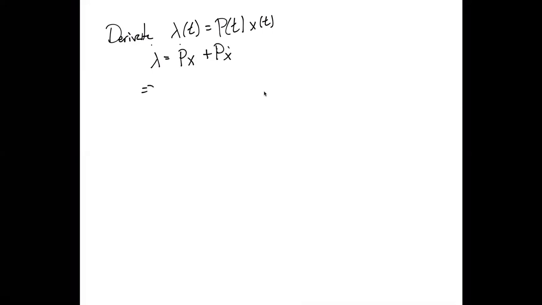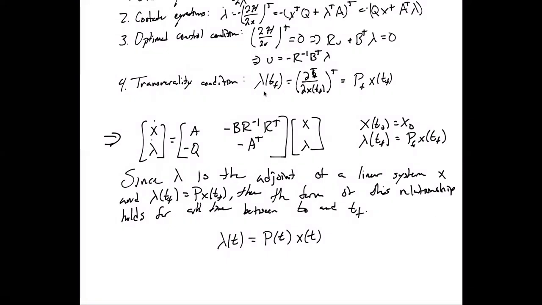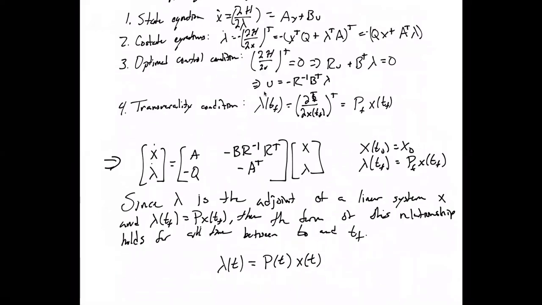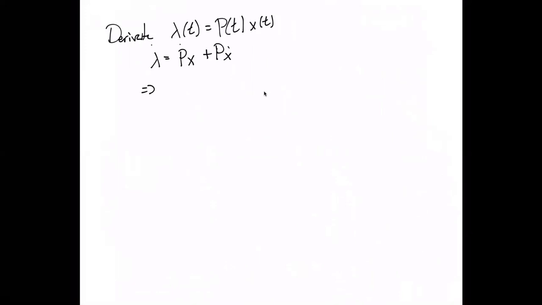Okay? So then this implies that, if we go back over here, not our transversality but our costate equations, we have a costate equation for lambda dot here. So let's plug that in. So that gives us negative Q x minus A transpose lambda is equal to P dot x plus P times the dynamics of our system, with lambda transpose. All right, now let's expand this guy.